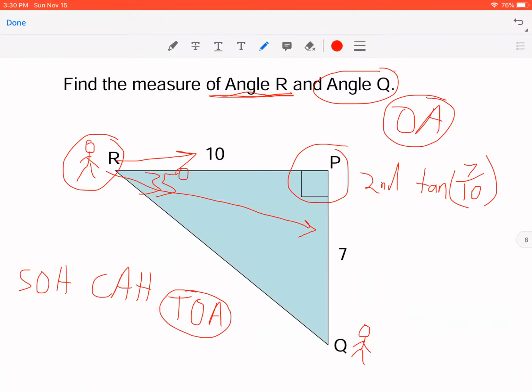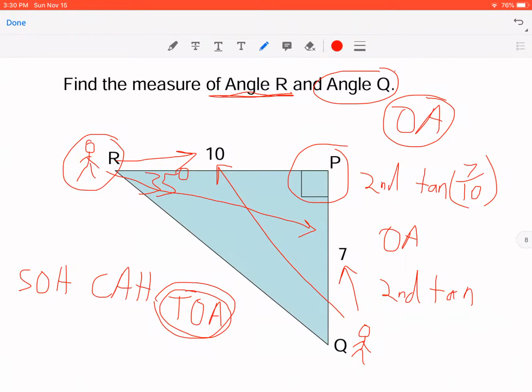Well, let's establish that guy's opposite me, and that guy's adjacent. So again, who uses O and A? It's still tangent, but this time it's going to be second tangent. Remember, it's opposite divided by adjacent, so it's going to be 10 divided by 7. So it's not going to be the same as this one. So second tangent, 10 divided by 7.